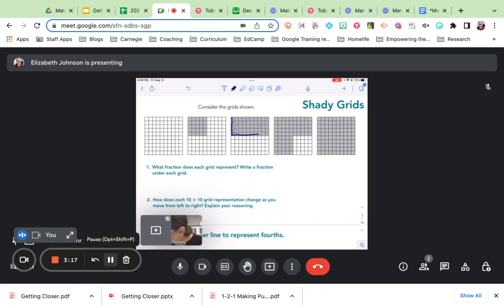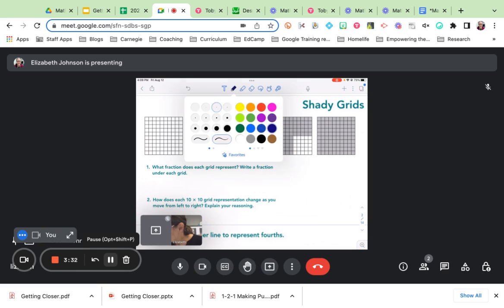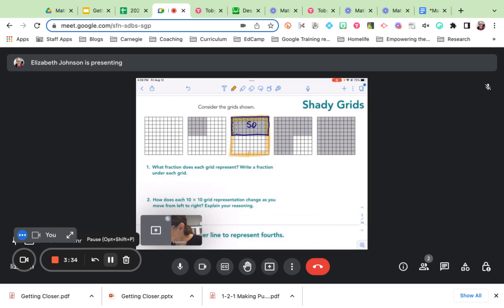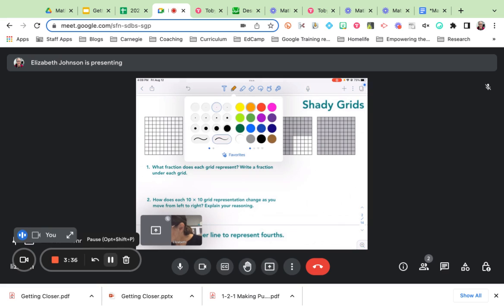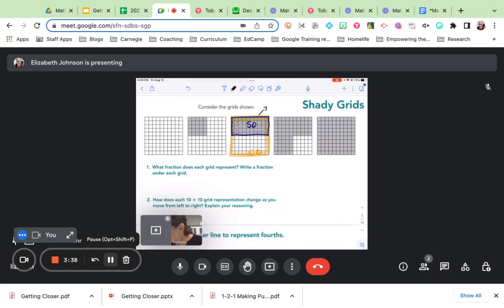This represents 50. Now, this is a 10 by 10 grid, which means that it's a total of 100. So my entire square right here would be 100. So what fraction is this? Well, this fraction is 50 over 100. There are 50 shaded squares. There are 100 total squares. And that simplifies to 1/2.